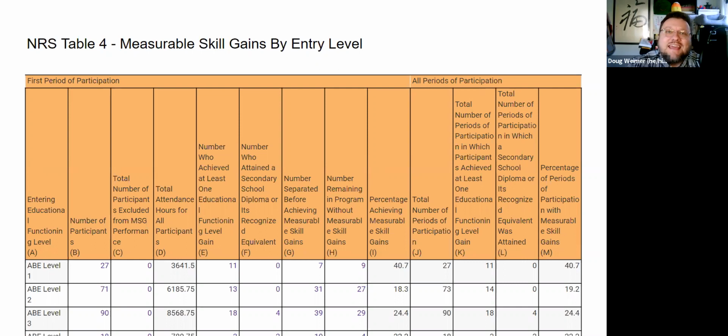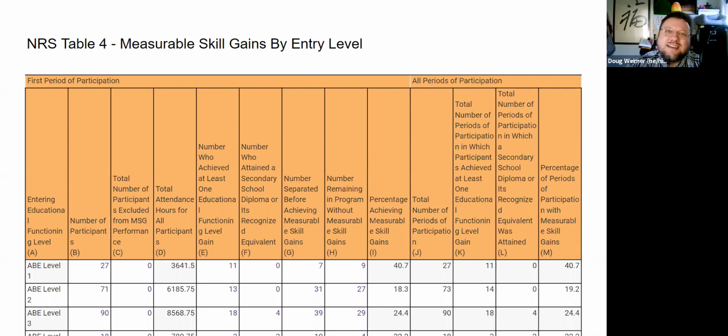Which means they count separately. So if the student in their first period of participation didn't make a gain, that's 0 out of 1. 0 gains out of 1 student. But if they come back then in March and maybe they do make a gain, awesome. In that second period, they made a gain.